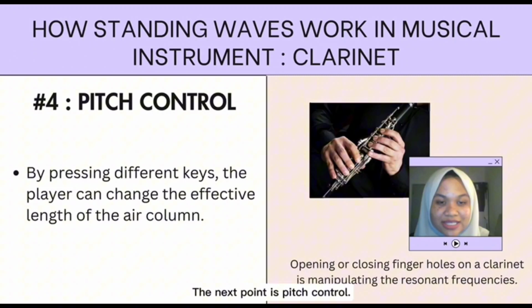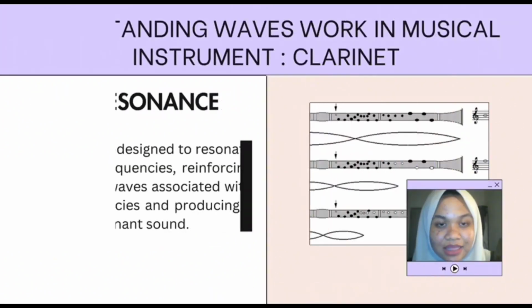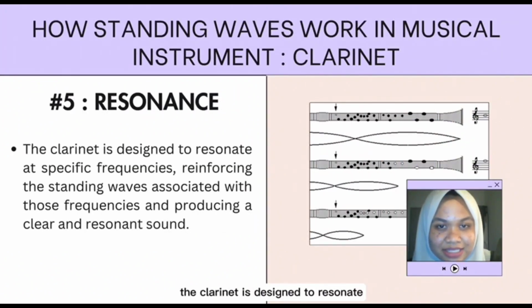The next point is pitch control. By pressing different keys, the player can change the effective length of the air column. This alters the standing wave pattern and consequently the pitch of the sound produced. Last but not least, the clarinet is designed to resonate at specific frequencies, reinforcing the standing waves associated with those frequencies and producing a clear and resonant sound.